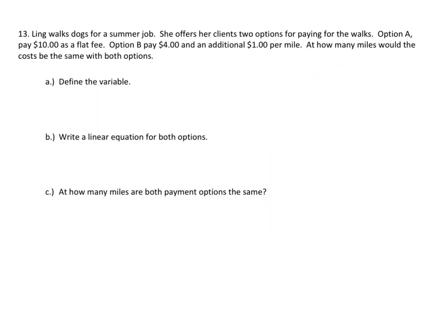For number 13, it reads, Ling walks dogs for a summer job. She offers her clients 2 options for paying for the walks. Option A is to just pay a $10 flat fee. Option B is you pay $4 and then an additional $1 per mile. At how many miles would the cost be the same with both options? So when we define our variable, we're looking for the number of miles where they would cost the same.